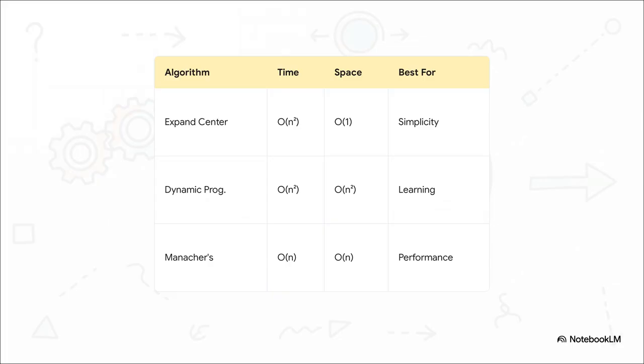Let's break it down. Expand around center is your reliable workhorse. Its biggest win is simplicity and the fact that it uses O of 1 space, meaning basically no extra memory. For many interviews, this is perfectly fine, and it's much easier to write correctly when you're under pressure. Manacher's, on the other hand, guarantees that optimal O of n time, but it's way more complex to implement, and it uses extra O of n space for that transformed string. The right choice really depends on the situation.